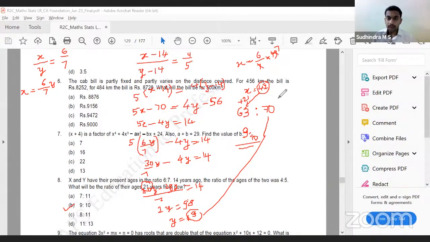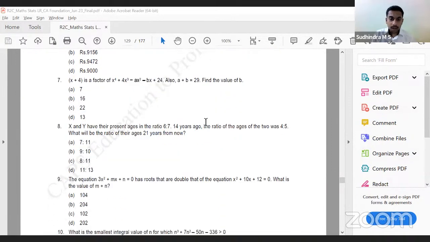Done? Yes. Next question. Question number 9. The equation 3x square plus mx plus n equals 0 has roots that are double that of equation x square plus 10x plus 12 equals 0. What is the value of m plus n? 204. Very good. 204 is the right answer. Let us try this.